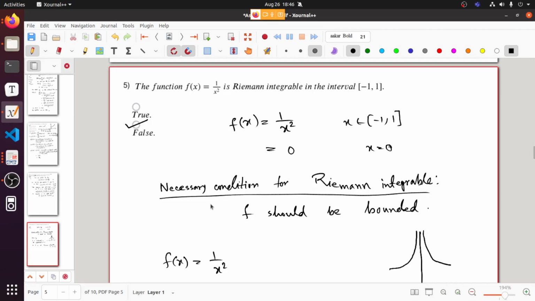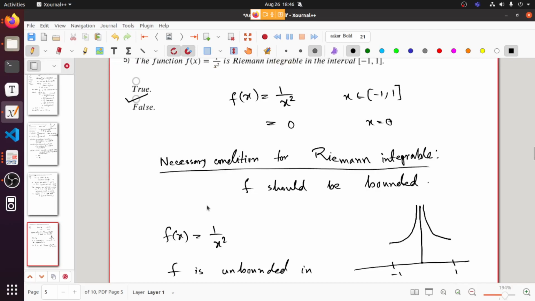Now you have to check whether it's Riemann integrable or not. But note that one necessary condition for Riemann integrability is that the function should be bounded, right? Otherwise you cannot define the upper sum. So we will always assume for Riemann integral that the function is bounded.